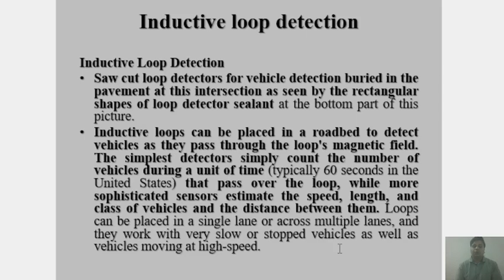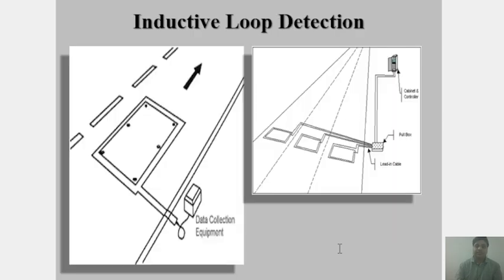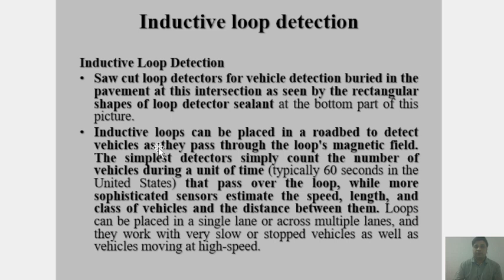So in the last module, we have seen some different types of sensing technologies. So now let us see what is this inductive loop detection. Basically, this loop detection is buried into the pavement at the intersection, as we can see in the rectangular shapes. So this is how the inductive loop detection is there, which is being buried into the pavement surface. As soon as a vehicle crosses by, it senses it and gives some sort of information.